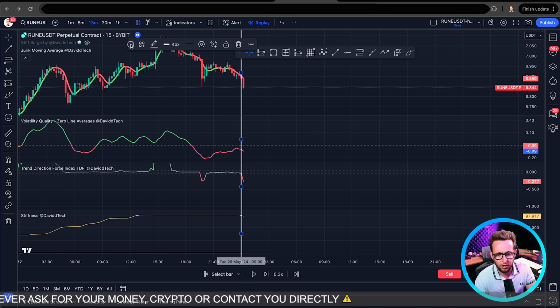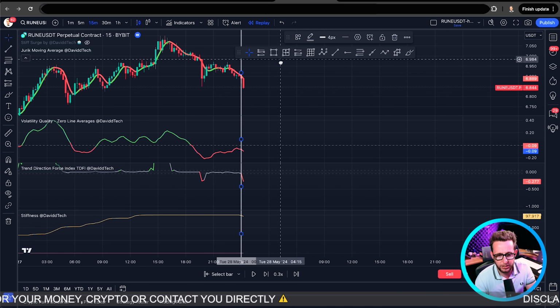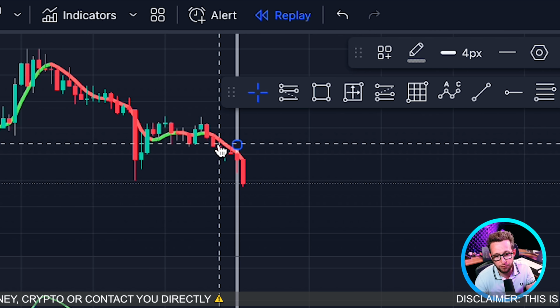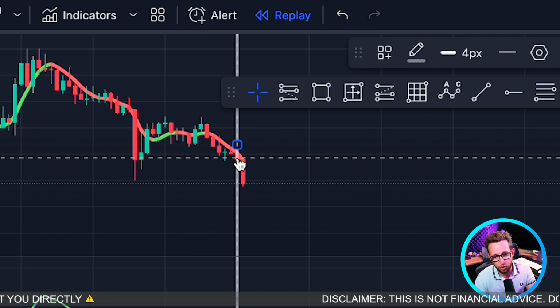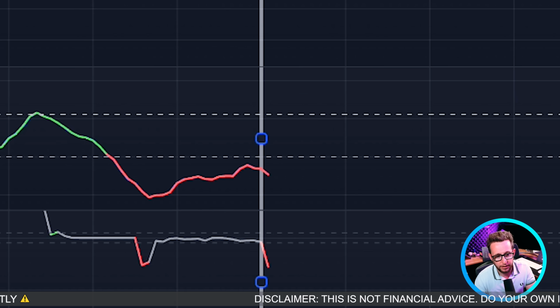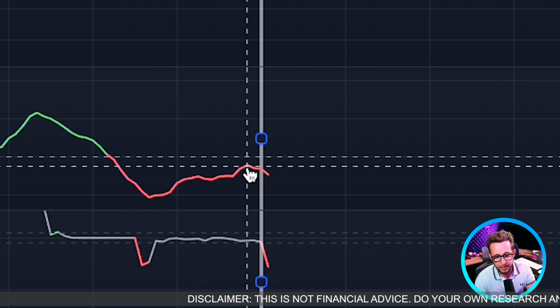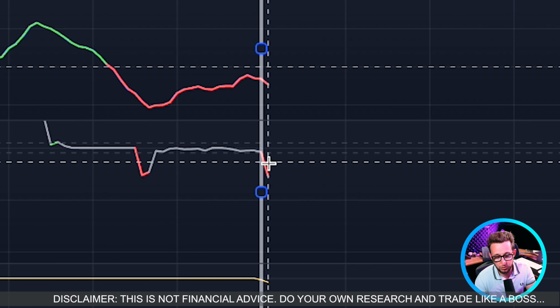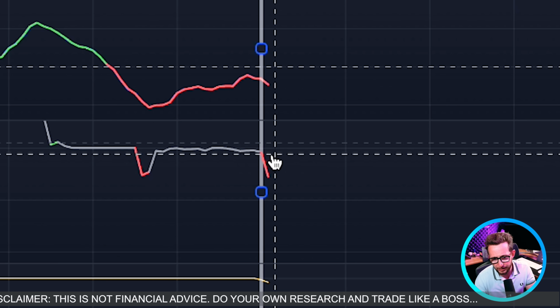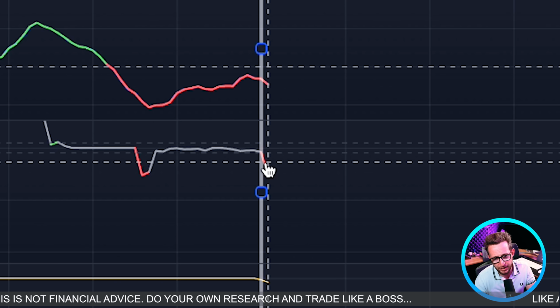Okay, so here we are on our first entry. It's going to be a short entry. We have the red line, which is the JMA. It is red and we have closed below that red line. The VQ actually is red as well below the 0 line. The TDFI is also red on its first part here. This is the only one that didn't confirm. It confirmed a bit later, this one.